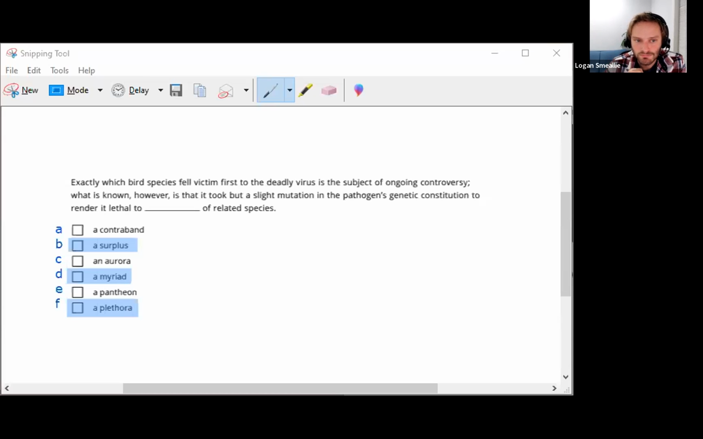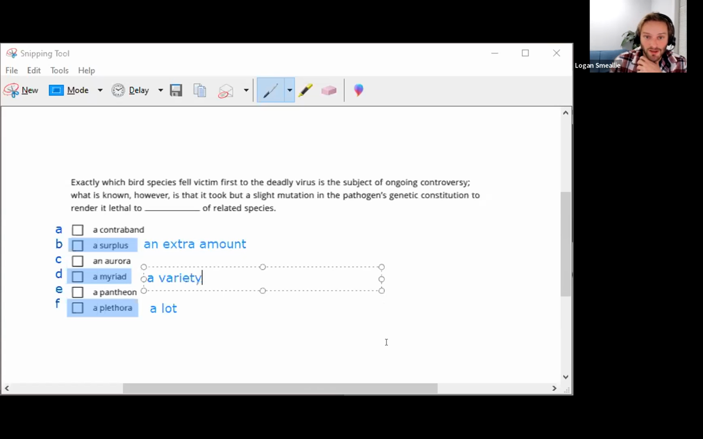Yeah, I think I got three good ones. A surplus means basically an extra amount. Plethora means a lot, and myriad means a variety. With those three summary definitions, what should we pick?